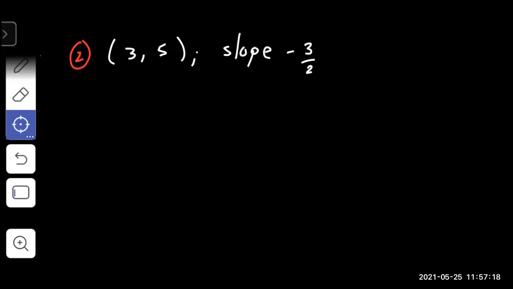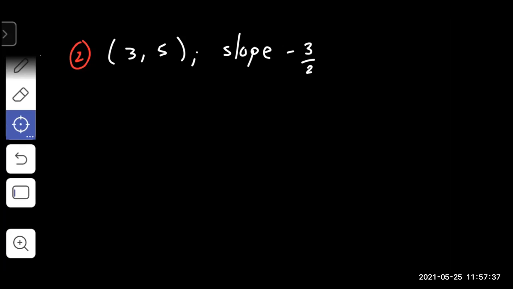Let's have a look at this one. I know with this one you're going to get it. Let's have a look at the second example. Again, I'm going to give you this point, (3, 5). This is a point. And the slope is negative 3/2. So what is the equation for this point and this given slope? How do I do that?